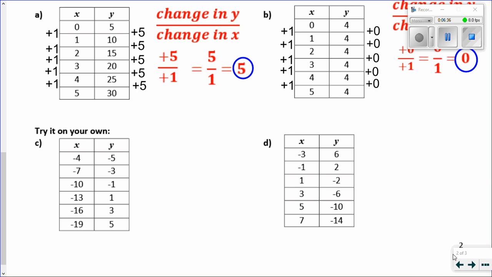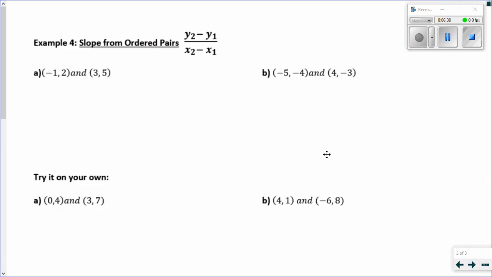And the last page is from two ordered pairs. Again, you could put them on a graph if you wanted to. That's totally fine. All of these are interchangeable how you want to do it. This is just another way of doing it. This is a formula, y2 minus y1 over x2 minus x1. These 2's and 1's just represent different points. So the y value from point 2 minus the y value from point 1 over the x value of point 2 minus the x value of point 1.